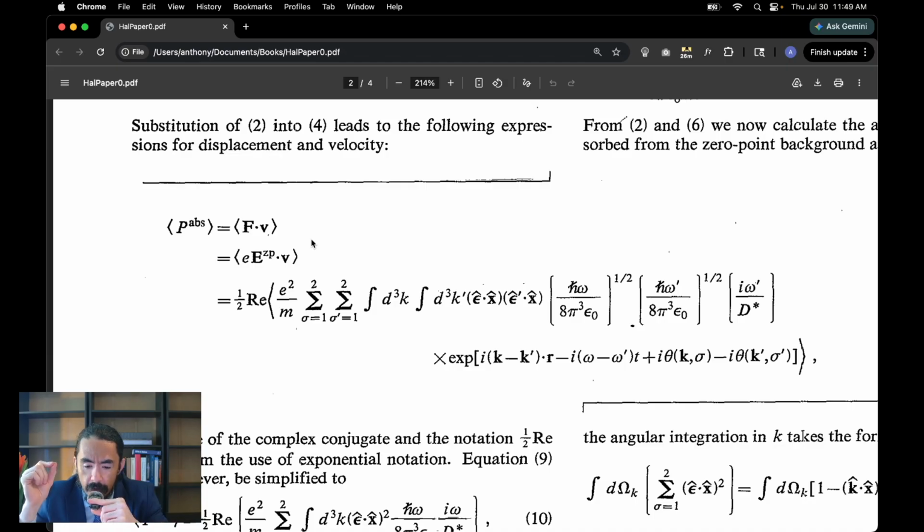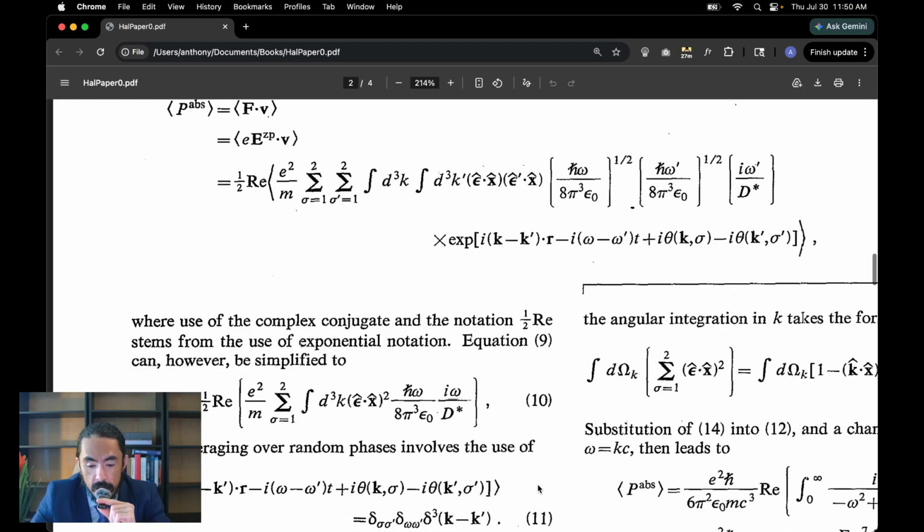Continuing with the integrand, we have then, taking the cross product of the foregoing components of the integrand, the exponent e with an argument of I times quantity vector k minus vector k prime, dot product with vector r, then minus I times quantity omega minus omega prime, close quantity, then times t plus I times theta in terms of the vector k and sigma, then minus I times theta in terms of the vector k prime and sigma prime. And that concludes the argument of the exponent in the integrand. Continuing on, it says where use of the complex conjugate and the notation 1/2 times the real component stems from the use of exponential notation.